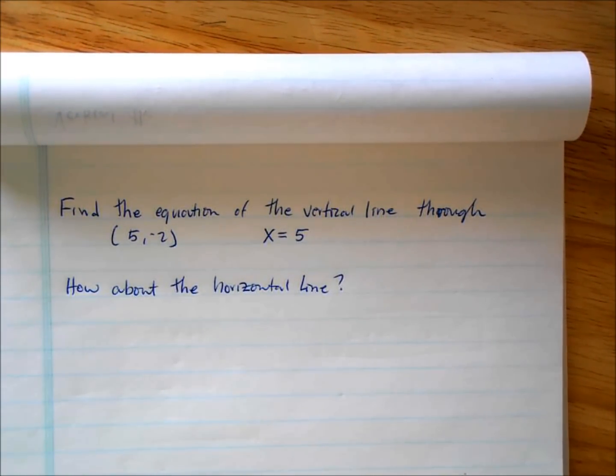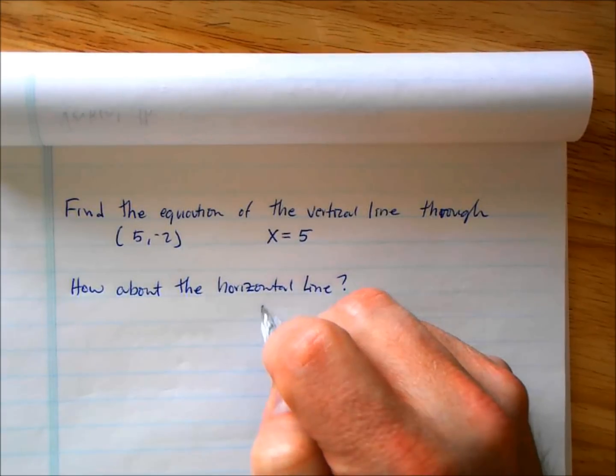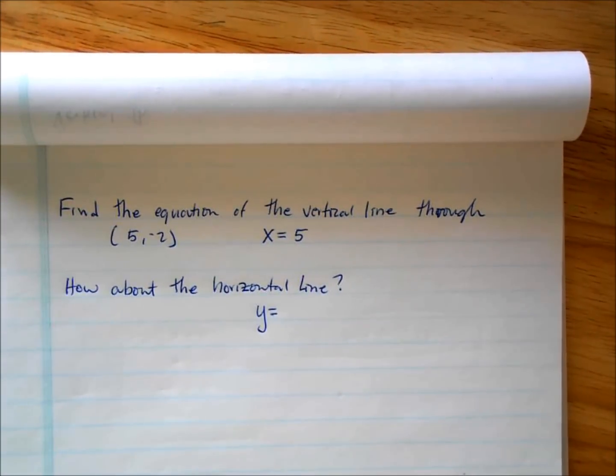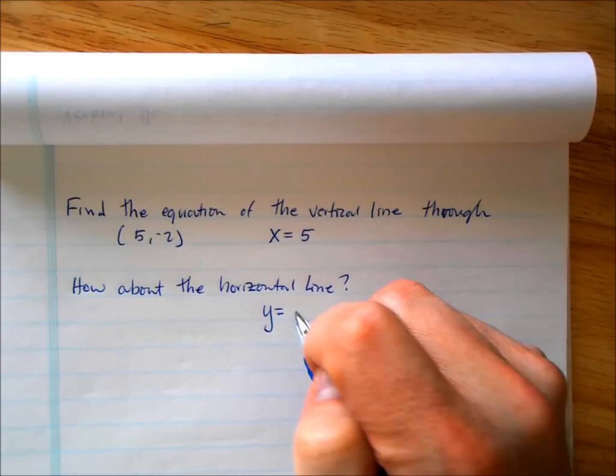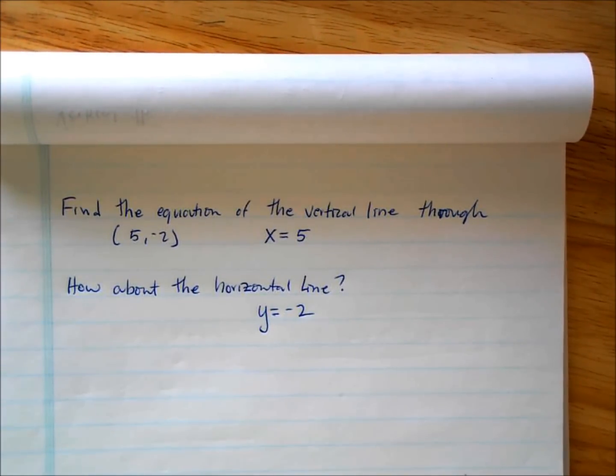How about the horizontal line? Well, again, you need to remember that horizontal lines have a special form. It's y equals a number. y equals -2 in this case.